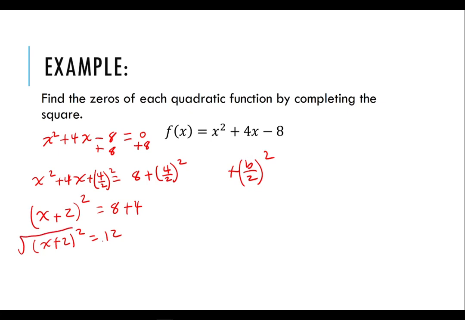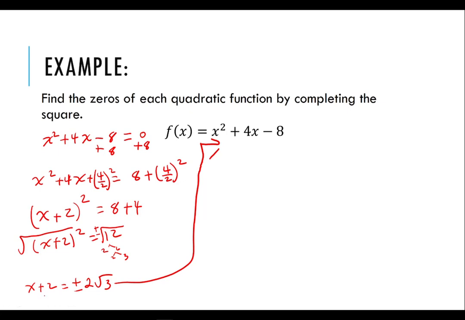Now I can take the square root of both sides, remembering that when I take the square root of a square, I get plus and minus. The square root of 12 is going to be 2 times 6, 2 times 3. That's going to leave me with x plus 2 is equal to plus and minus 2 root 3. Then just subtract 2 from both sides. Then I get that x is equal to negative 2 plus or minus 2 root 3. That's then going to be x is equal to negative 2 plus 2 root 3 and negative 2 minus 2 root 3.